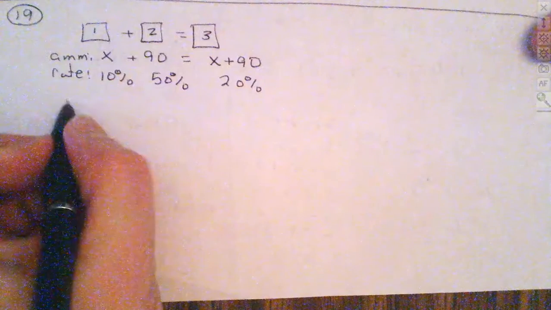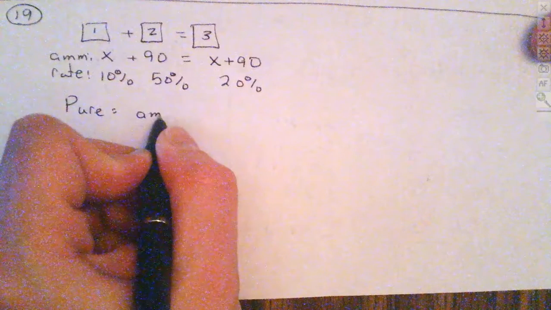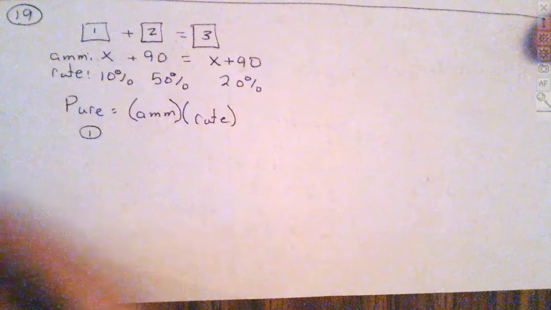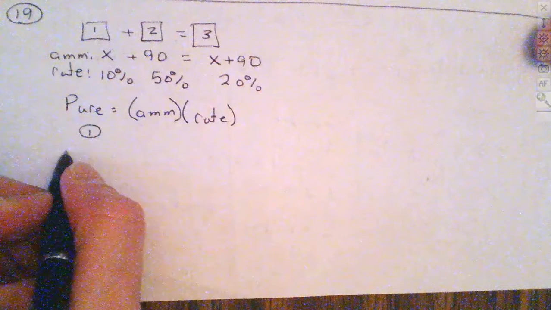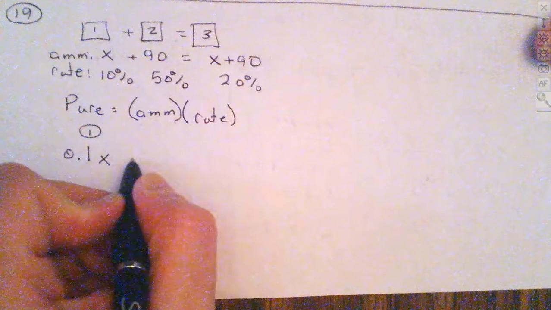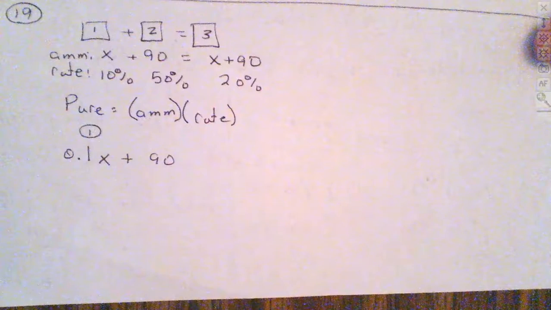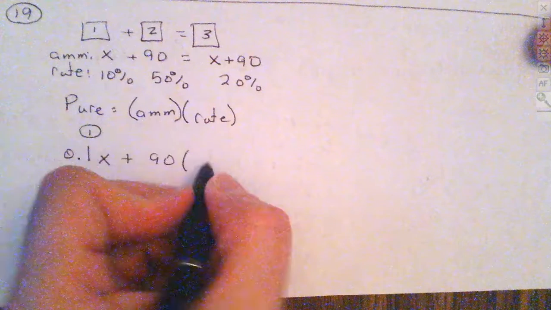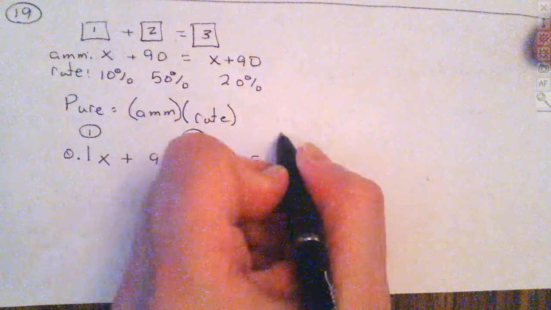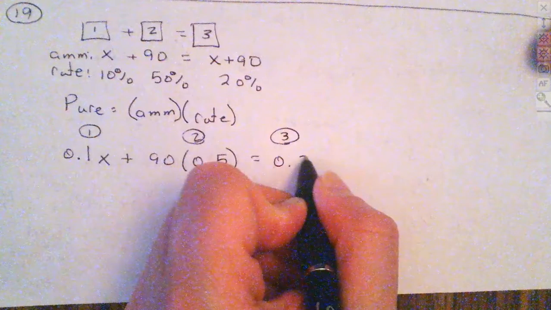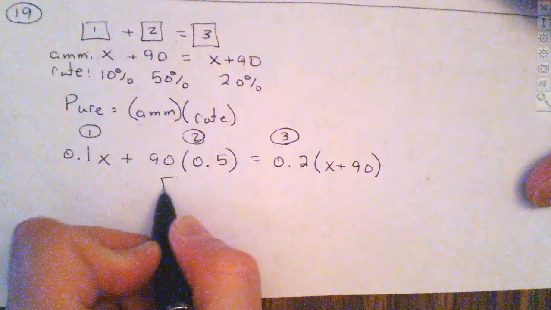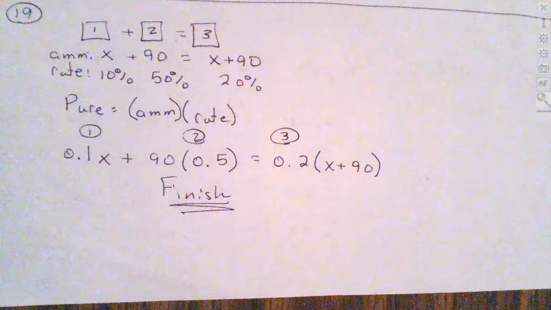Diagram is made. Now we look at our pure. And what's our pure? Well, pure again is the amount times the percentage rate. So for our first container here, we've got 10%, so that's 0.1, and unknown amount X. Next, we've got 90 liters and a 50% solution, so that's 90 times your 0.5, that's your second box. And your third box is here, and it's 0.2 times X plus 90. Now you've got your equation, so you can finish that one out.